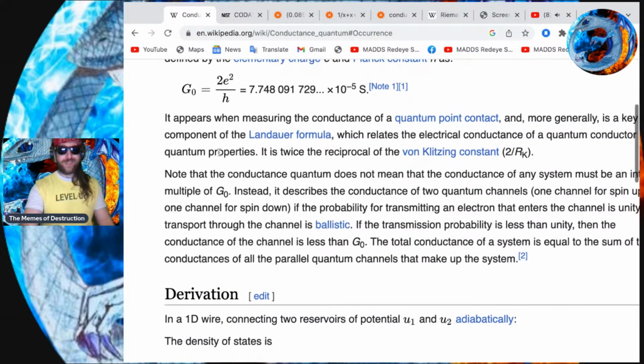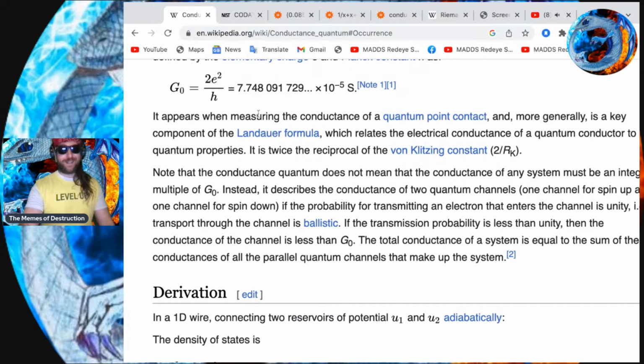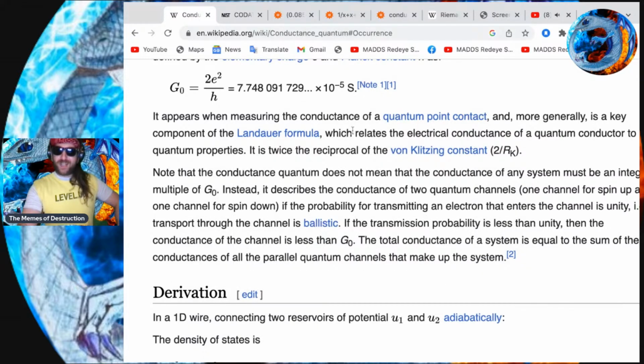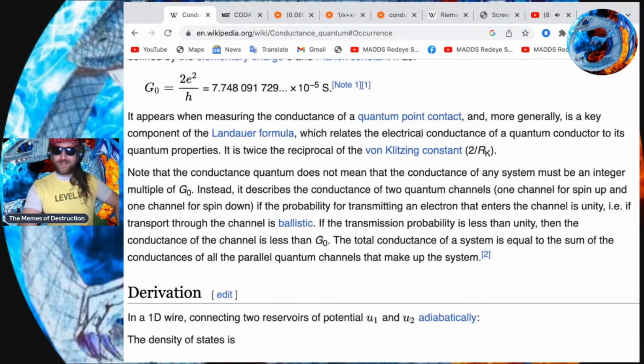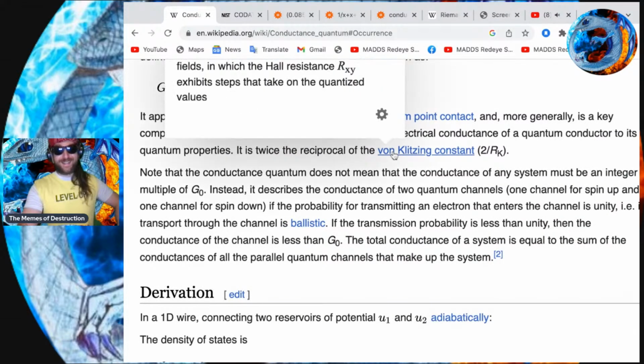It appears when measuring the conductance of a quantum point contact, and more generally, is a key component of the Landauer formula. The Landauer formula, named after Rolf Landauer, first suggested its prototype in 1957. It's a formula relating electrical resistance of a quantum conductor to its scattering properties. I think that has something to do with the Wien displacement law and stuff. We did a video on that a little while back. It relates electrical conductance of a quantum conductor to its quantum properties. It's twice the reciprocal of the von Klitzing constant.